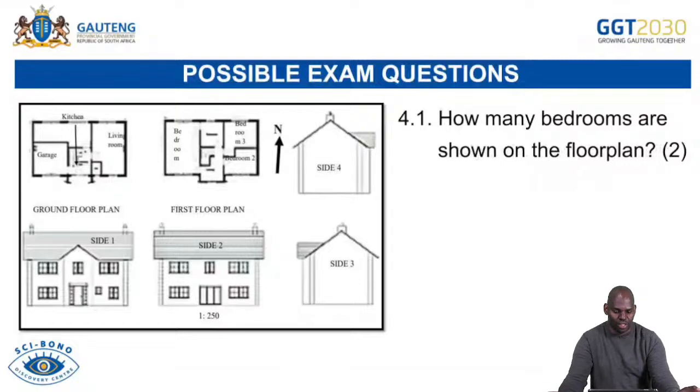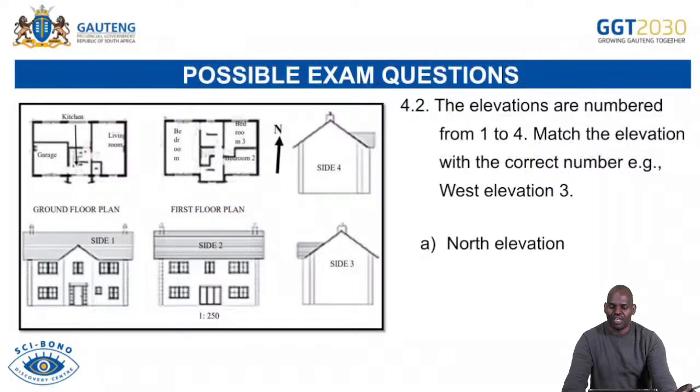Boys and girls, you can see how this is. When I check on the floor plan, I've got the ground floor plan and the first floor plan. So this is a double story. On the ground floor, I can only see the garage, the kitchen, and the living room. But on the first floor plan, I see bedroom, then bedroom 2, and bedroom 3. So this is probably bedroom 1. So there's bedroom 1, bedroom 2, and bedroom 3. The question is how many bedrooms are shown on the plan? So the number of bedrooms is just 3. That is the answer for 4.1.